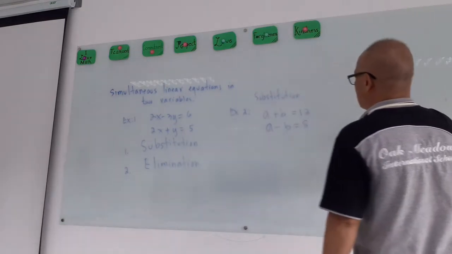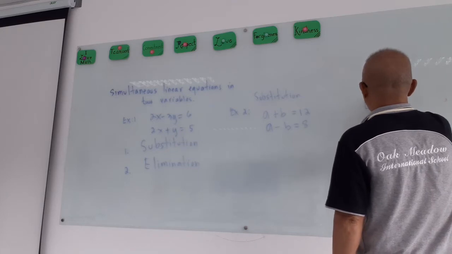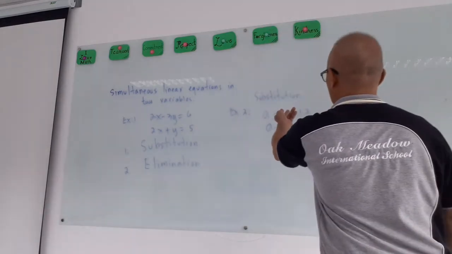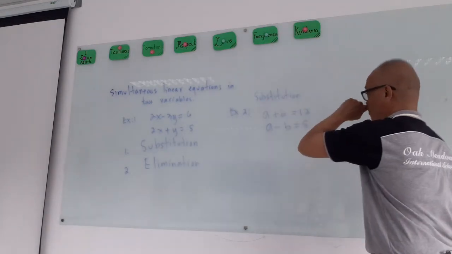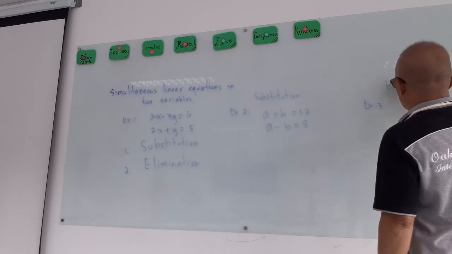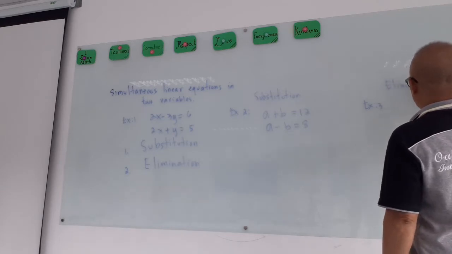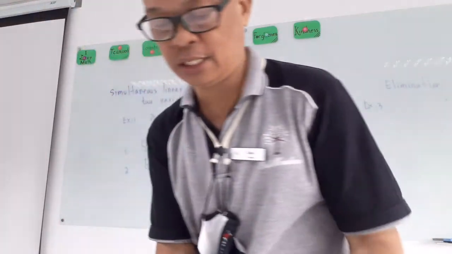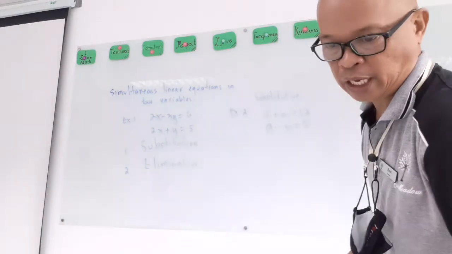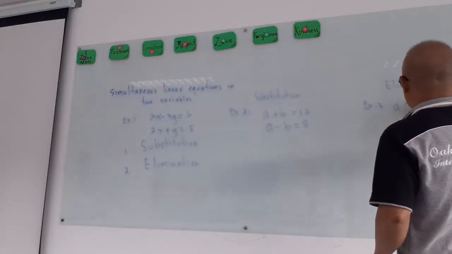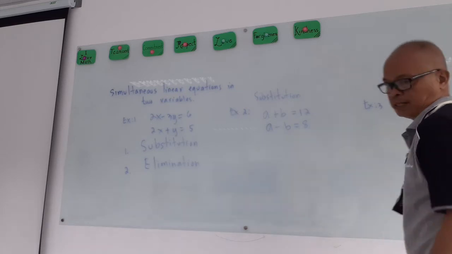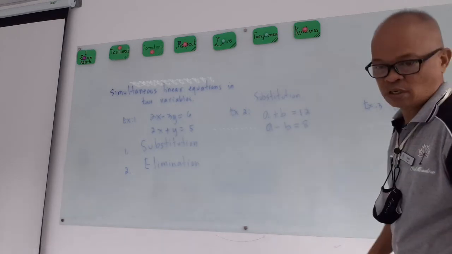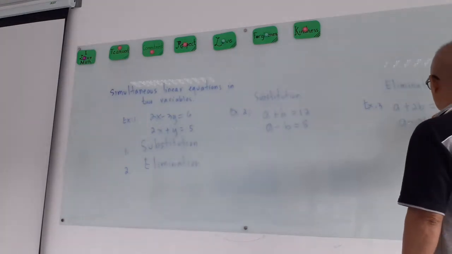And then example number 3 will be for elimination. So example number 2, solve this using substitution, and then example number 3 using the elimination method. Using elimination method, please answer this. A plus 2b, very easy, is equal to 3. And then A minus 2b, very easy, is equal to 7.